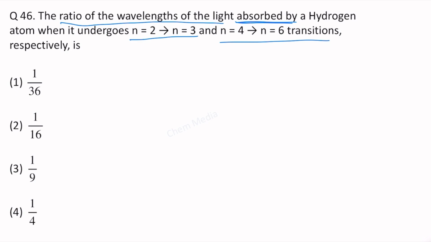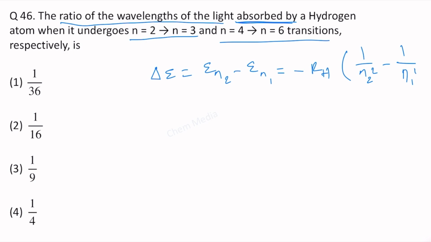Normally we calculate the emission spectrum, but here it is mentioned as absorbed by a hydrogen atom, and therefore we have to reverse the equation. The delta E which we normally write is En2 minus En1, that is for emission, is equal to minus RH times 1 by n2 square divided by 1 by n1 square.